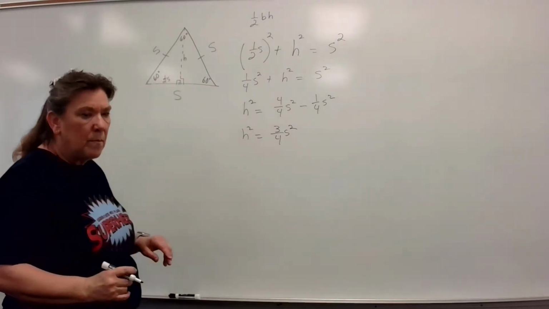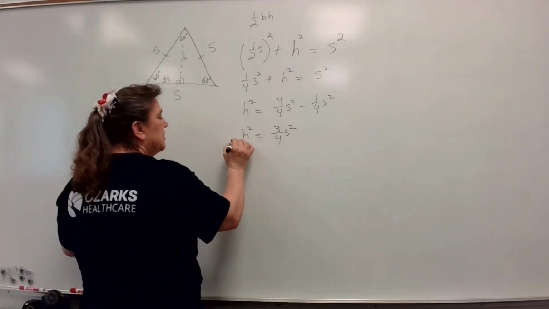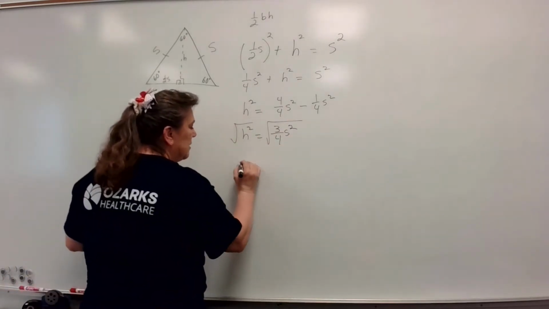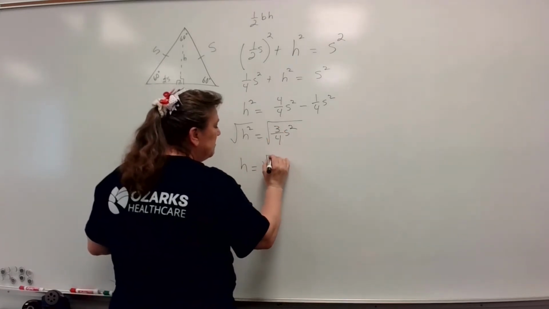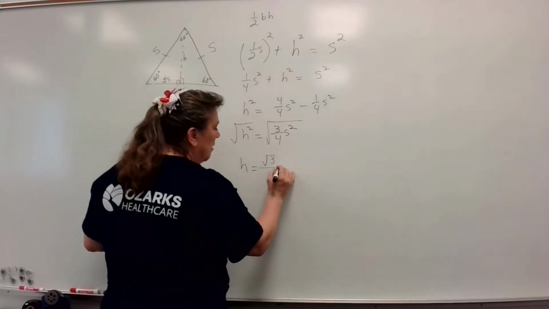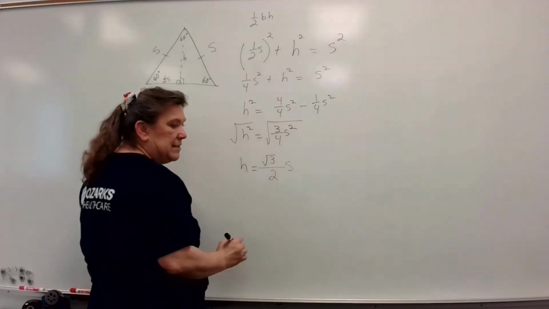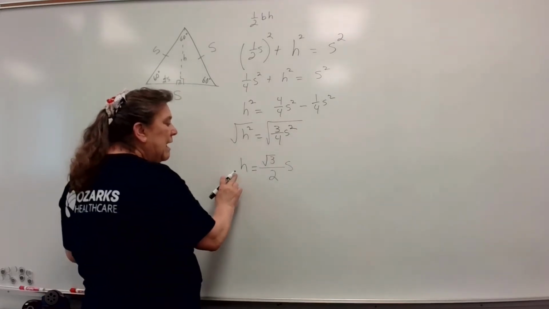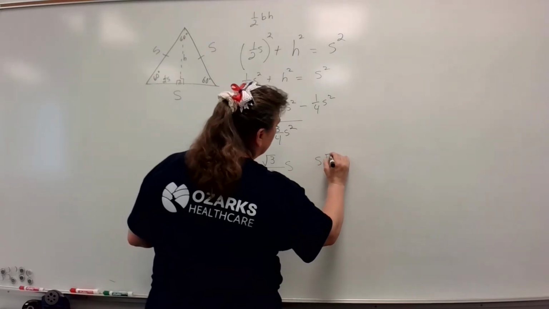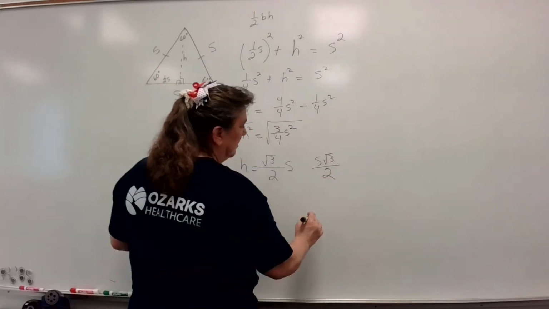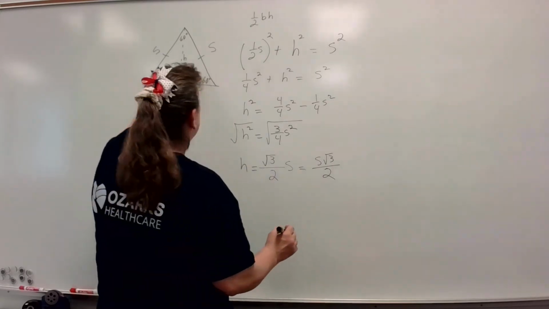Now, I have to undo my square by doing a square root. So square root this and square root this. So my H is equal to square root of 3 can't be simplified, so that's square root of 3 over the square root of 4, which is 2, and the square root of S squared is S. Okay? So my height is equal to, I like to write it as S square root of 3 over 2. Okay? So that is what my height of my triangle is.